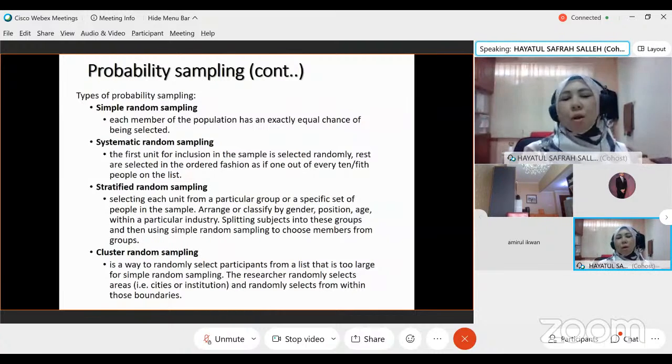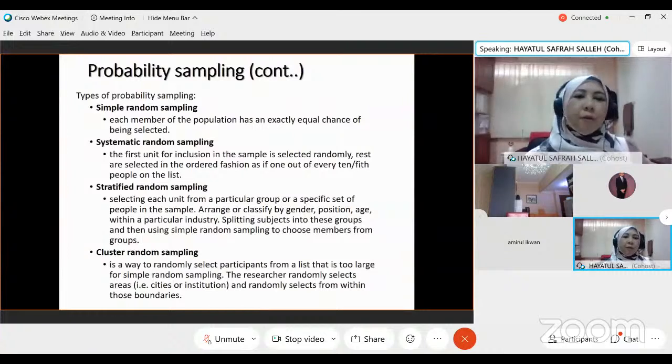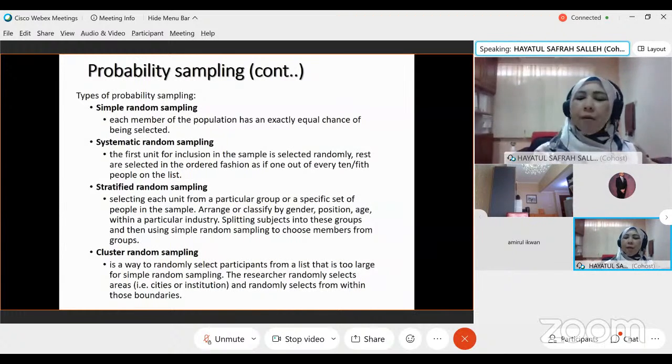This is also one of the famous questions normally asked by the examiner during the viva. So be careful. You have to understand very well what type of sampling you are going to use in your study. Simple random sampling means that every single member of the population has an exactly equal chance of being selected. Simple random sampling also has a few types, so you have to understand that.